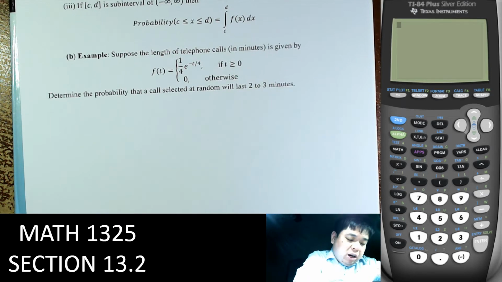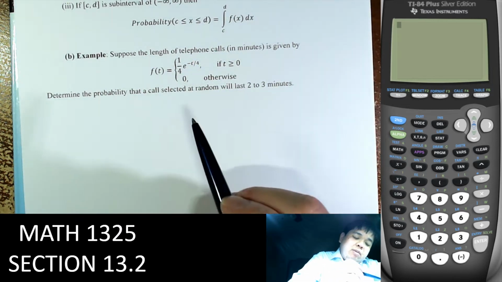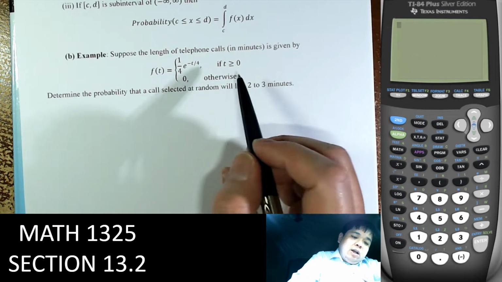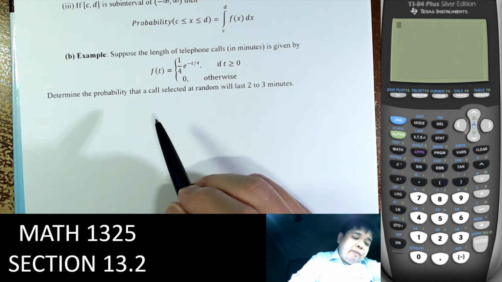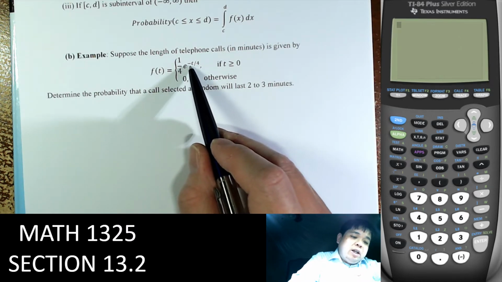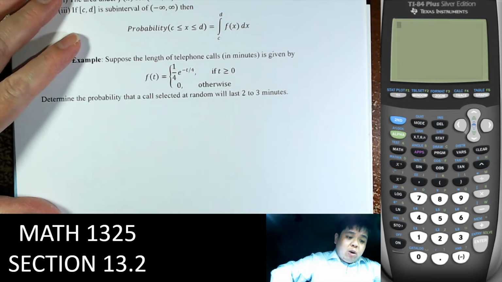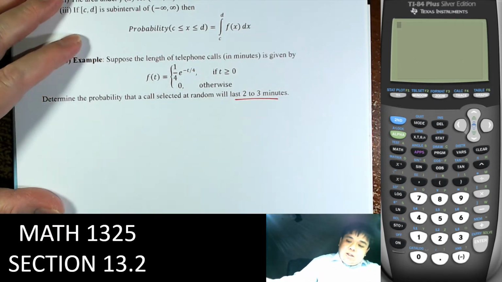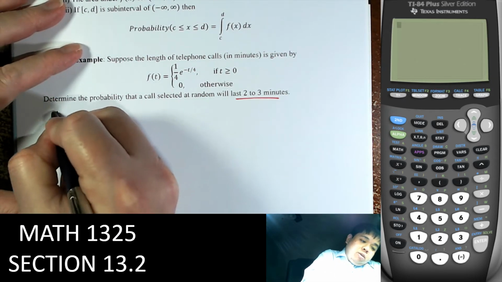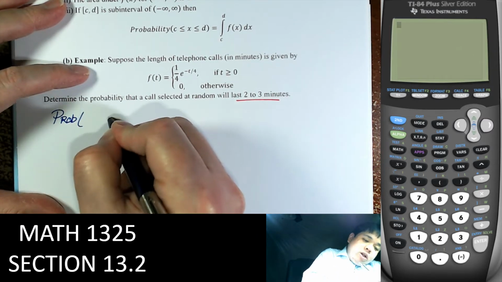Right, we have one example here. Suppose the length of a telephone call in minutes is given by this. So as a function of time, time cannot be negative, so that's why we give 0 here. And the function is 1/4 e to the negative t over 4. Determine the probability that a call selected at random will last between 2 and 3 minutes.